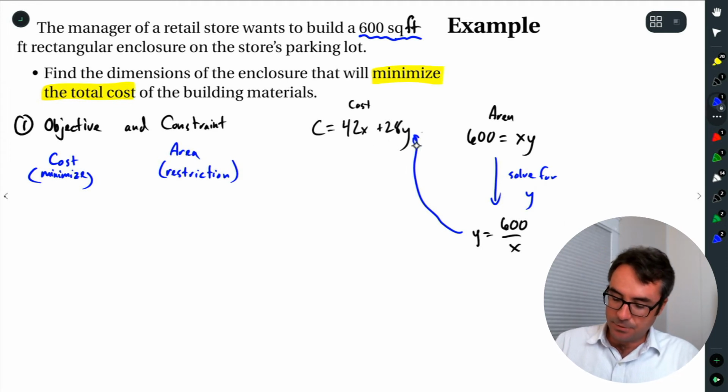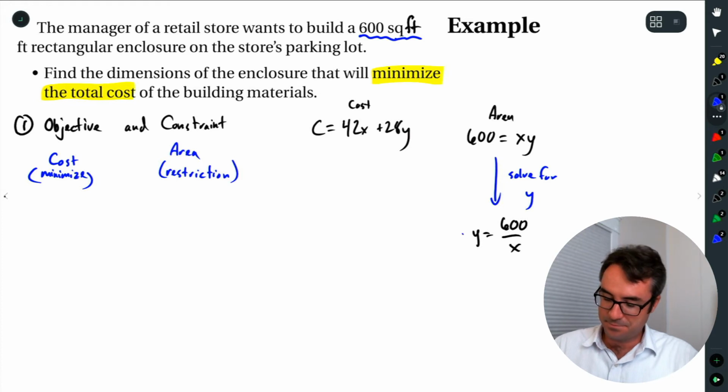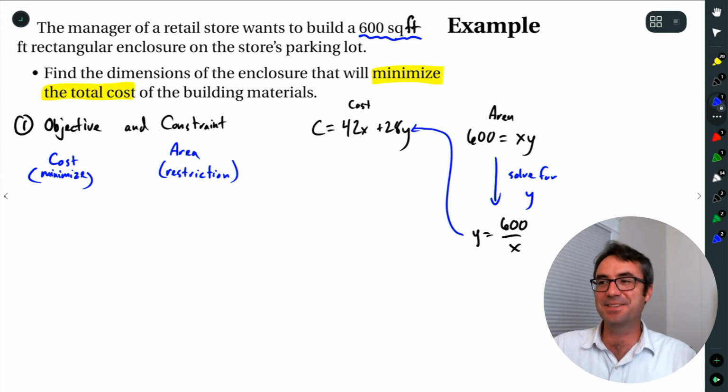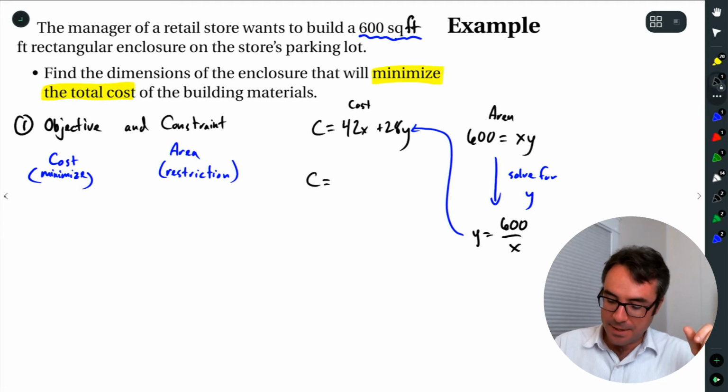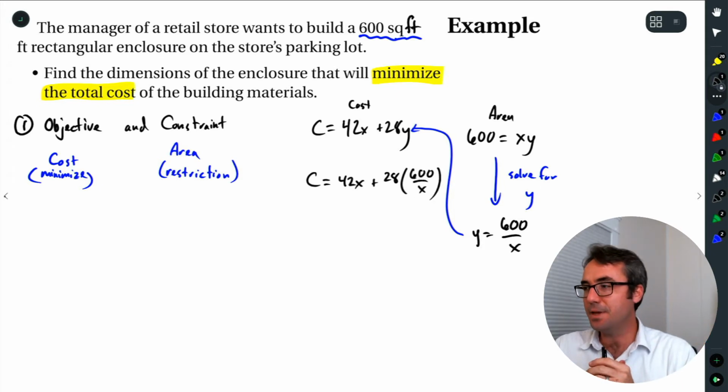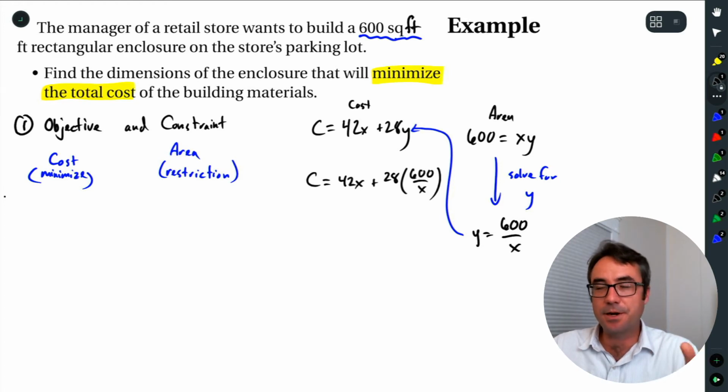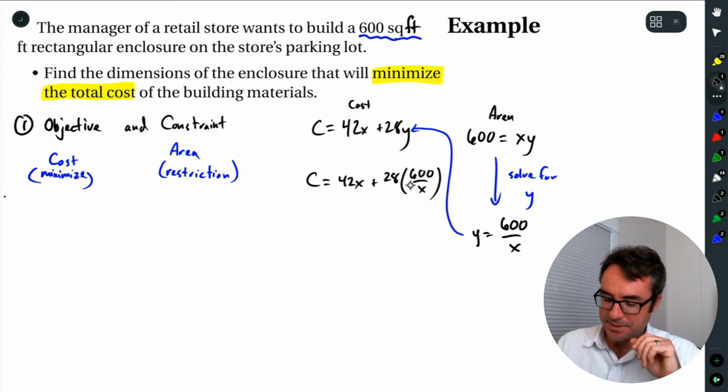Sorry. We'll plug it in right there. A little bit more space for work. All right, so we're going to plug y in right there. When I do that, I'm going to get 42x plus 28 times 600 over x. And there's my cost equation. Now it's written only in terms of one variable x. So that's going to be good for doing calculus, one variable. But let's simplify this down.